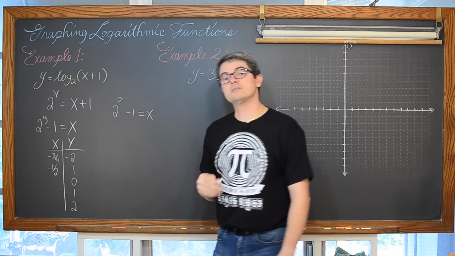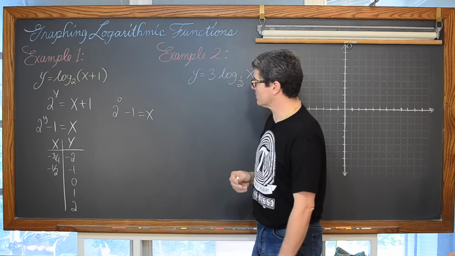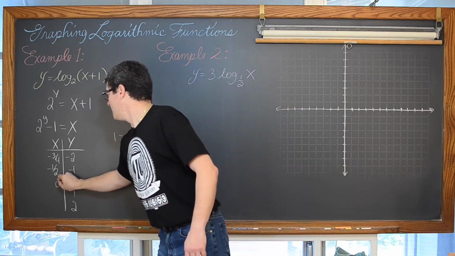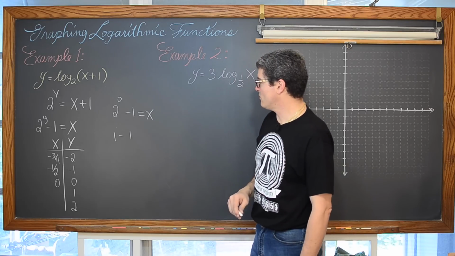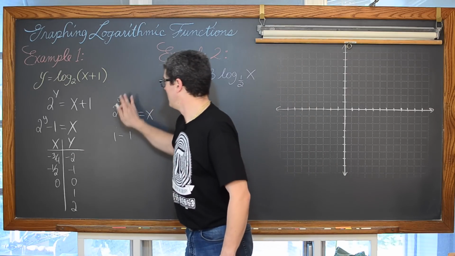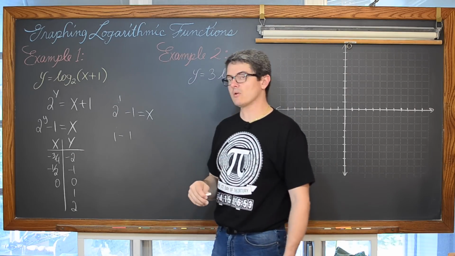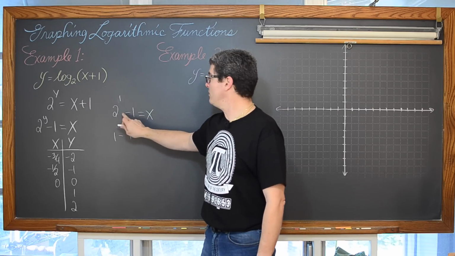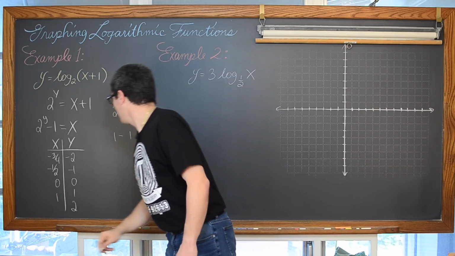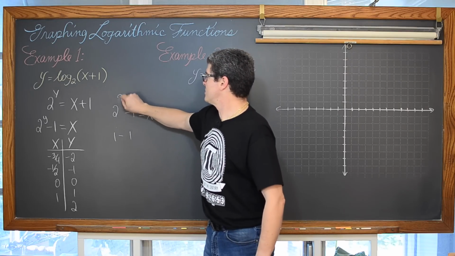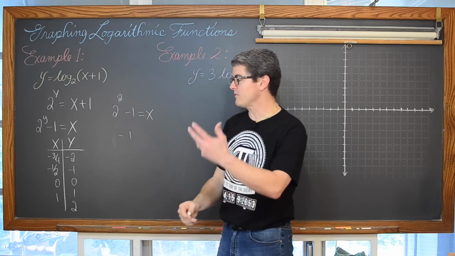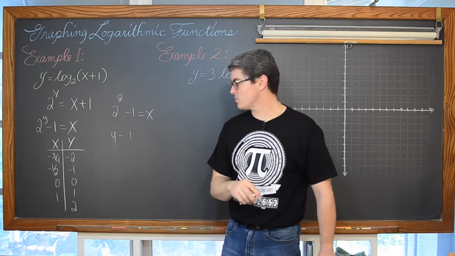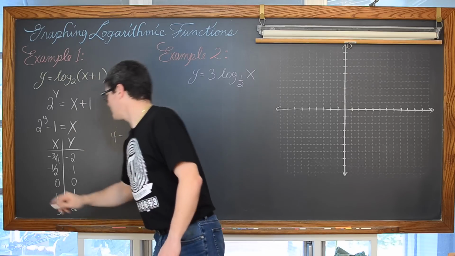Now, we're going to let y equal 0, and anything to the 0 power is going to be equal to 1, so we're looking at 1 minus 1, which is going to be equal to 0. Then we're going to let y equal 1, and this is going to go a lot quicker because we're not dealing with fractions anymore. 2 to the first is 2, minus 1 is 1. And then when we let y equal 2, 2 squared is 4, and 4 minus 1 is equal to 3.